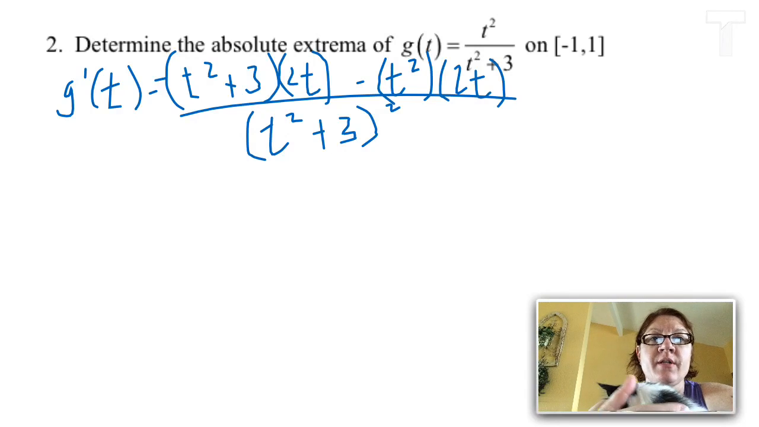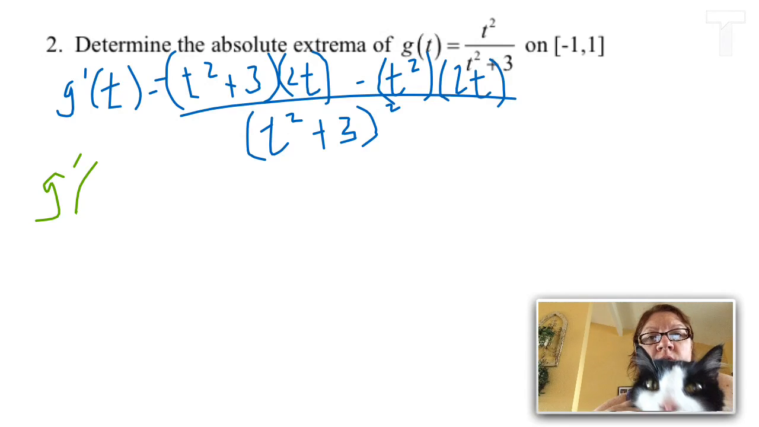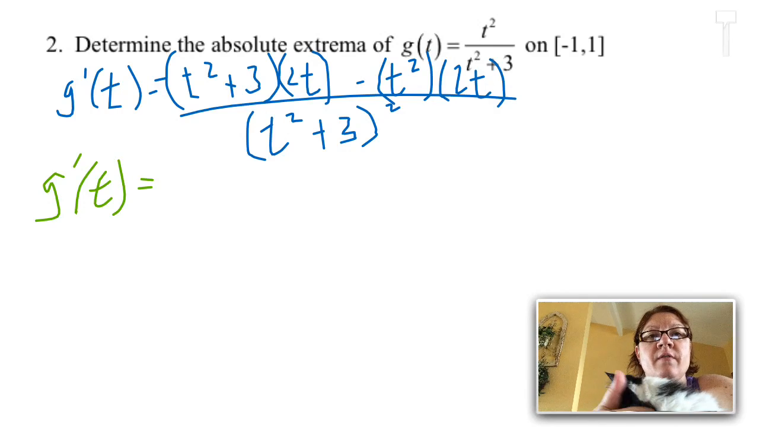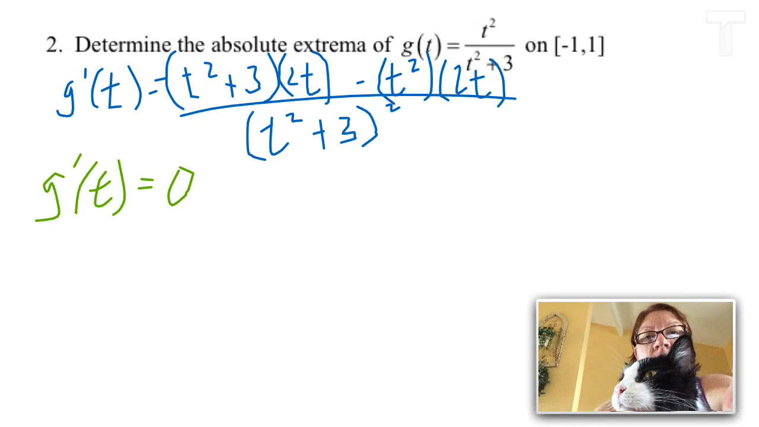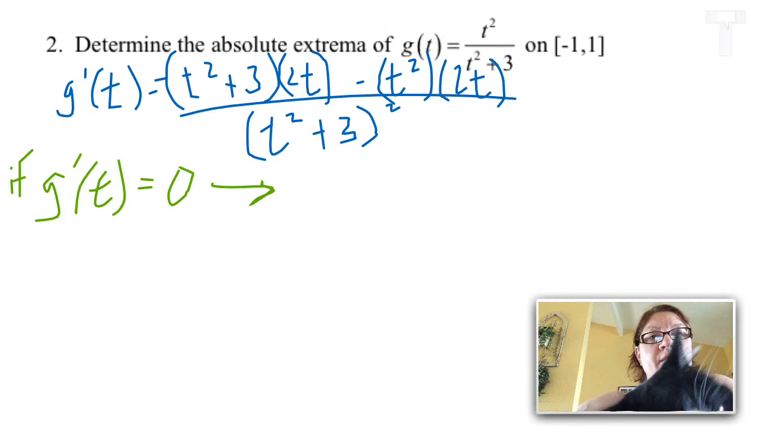Okay, so I want to determine absolute value, so the first thing, of course, I have to do is take the derivative, and I'm going to do two things. I'm going to set that derivative equal to 0 first, and then I'll come back and set that derivative equal to undefined. So, of course, if it's set equal to 0, what that really means is that the top has to be 0, and I'm going to multiply that out as I write it out.